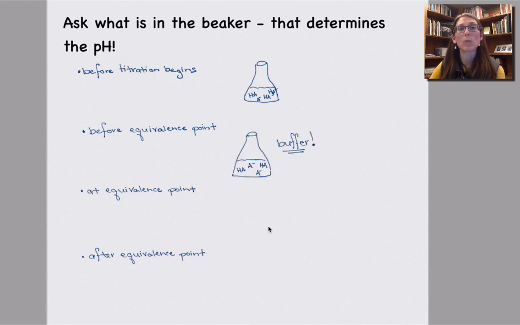At the equivalence point, we're going to have turned all of the weak acid into its conjugate base. And so the only chemical species in solution that should be determining the pH is that conjugate base. And then after the equivalence point, we're going to have excess strong base present in solution, and that's going to determine the pH. Yes, there is still a little bit of that conjugate base in solution, but a weak base is going to have a much lower impact on the pH than a strong base, and so it is the strong base that determines that pH.